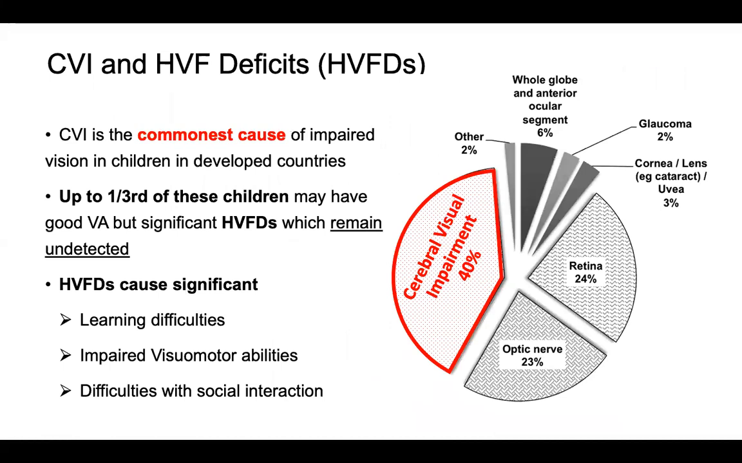CVI is the commonest cause of impaired vision in children in developed countries and comprises 40% of all visual dysfunction in children. Up to 1/3 of these children may have good visual acuity, but will have significant high visual function deficits, which remain undetected. HVFD, or high visual function deficits, cause significant learning difficulties, impaired visual motor abilities, and difficulties with social interaction.